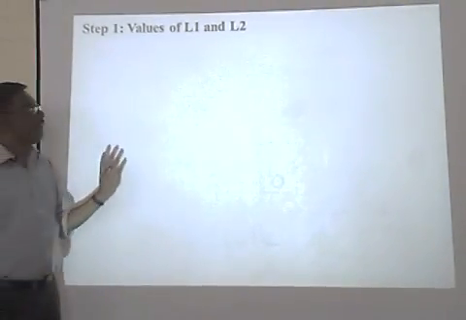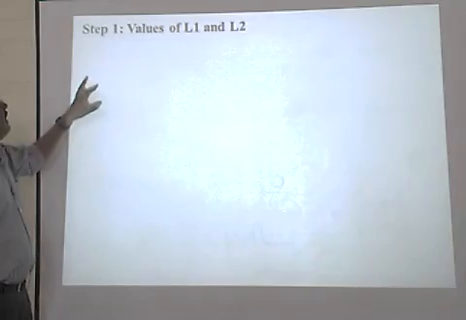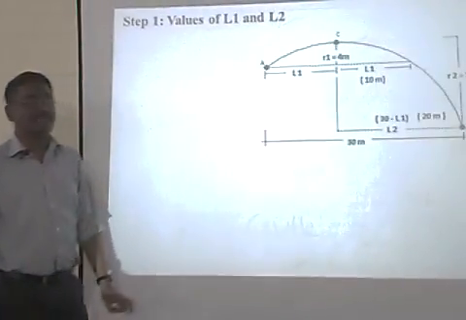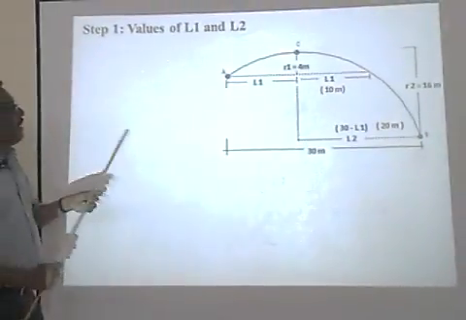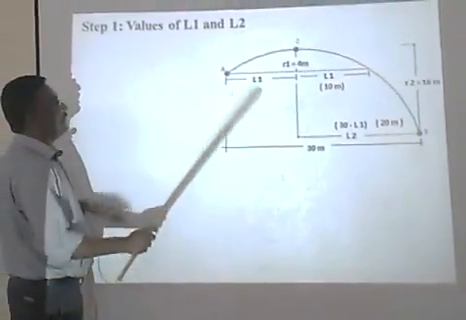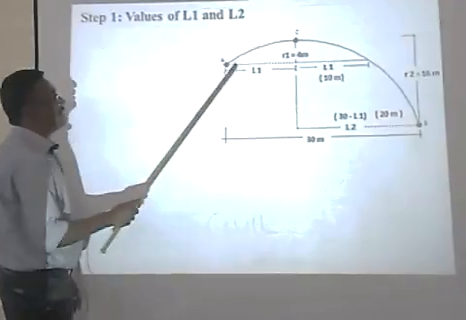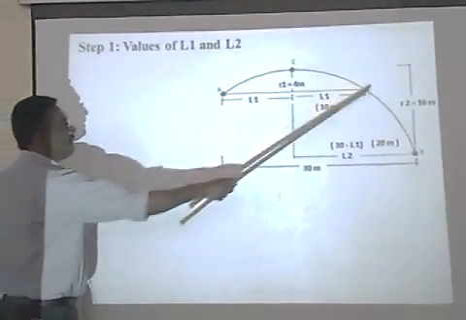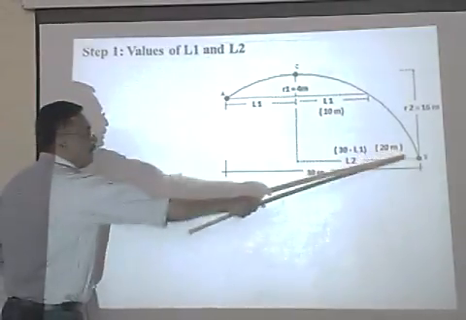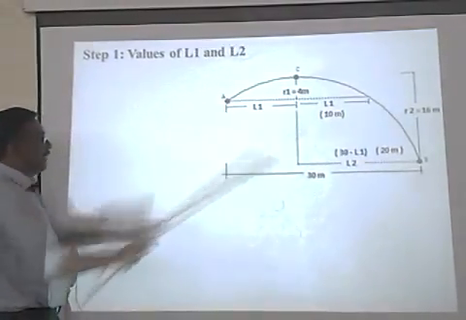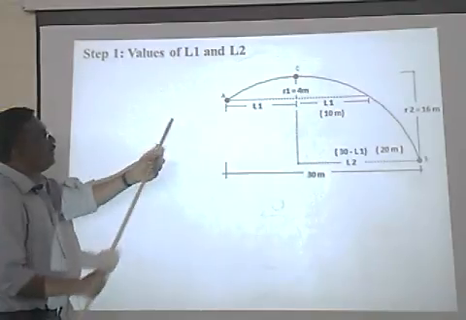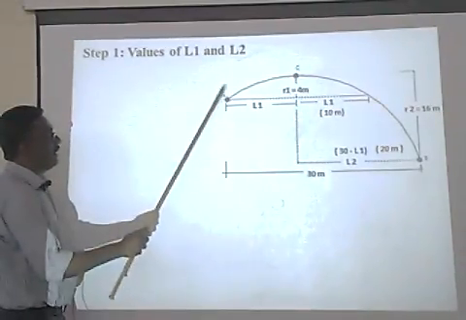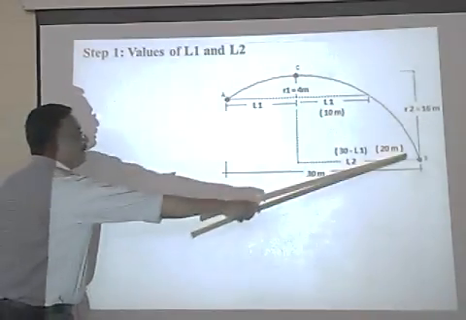Now the first step in this problem is to calculate the values of L1 and L2. So let us mark the values L1 and L2. Taking the smaller arch, let us divide it into two. This span is L1, and this part is also L1, and this span is L2. Extending this arch you will have this span, but we do not require it now. So this is L1 and this is L2, and the whole span is 30 meters from this point to this point.